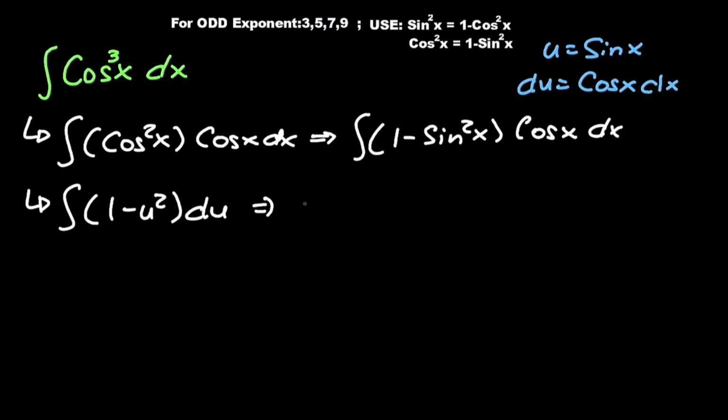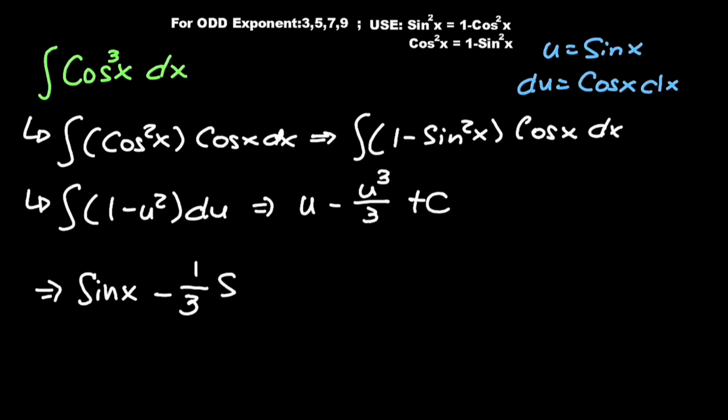And now, integrating 1 minus u squared, the integral of 1 would be u, and the integral of u squared would be u to the power of 3 over 3 plus c. And so, substitute back, we would have sine of x minus 1/3 sine cube of x plus c.